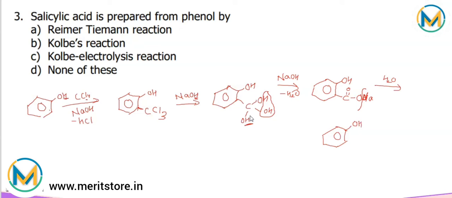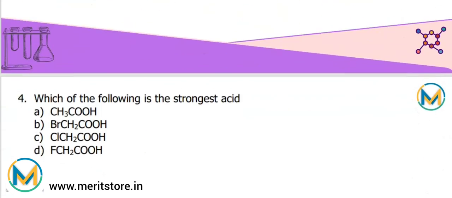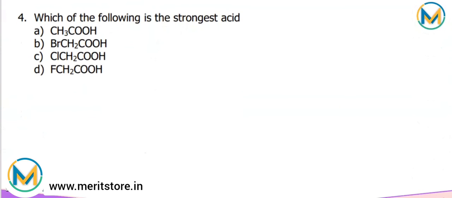That is this phenol with COOH. And this conversion of phenol to salicylic acid is called the Reimer-Tiemann reaction. So among the given options, the correct answer is option A. Looking towards the next question, which of the following is the strongest acid?